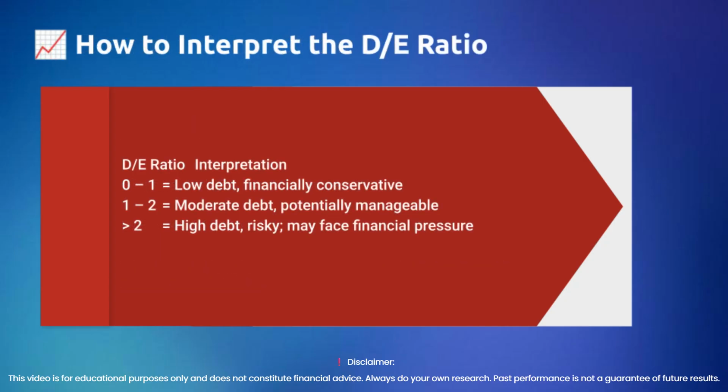D/E ratio interpretation: 0 to 1, low debt, financially conservative. 1 to 2, moderate debt, potentially manageable. Above 2, high debt, risky, may face financial pressure. Always compare within the same industry. A good D/E in IT may be bad in infrastructure.